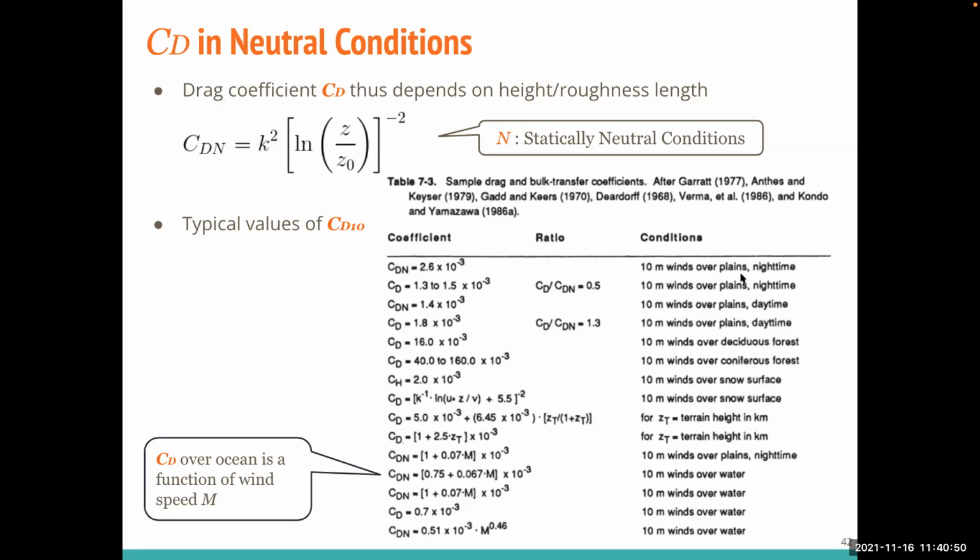Okay, so there are different reference values for different situations. You can see that over plains or nighttime, over snow surface or winds over water, they could be different and they could depend on the wind speed. The M here is the wind speed.